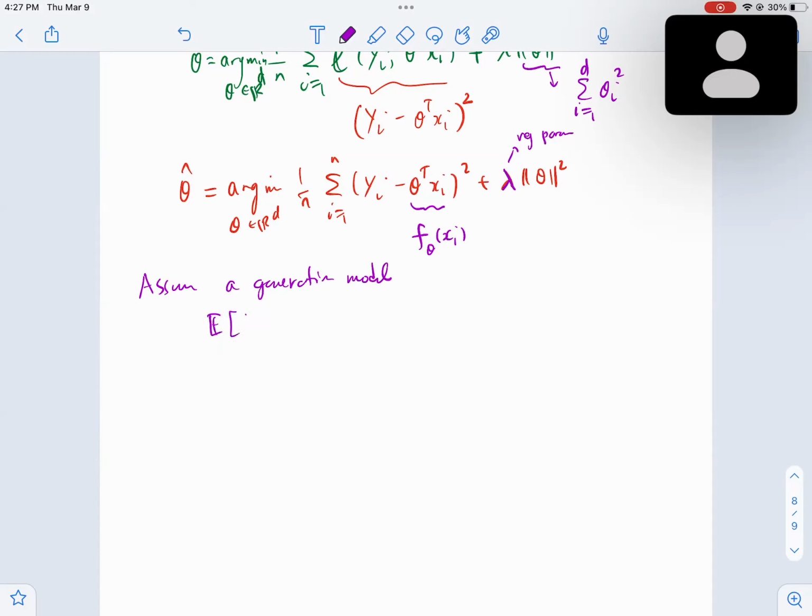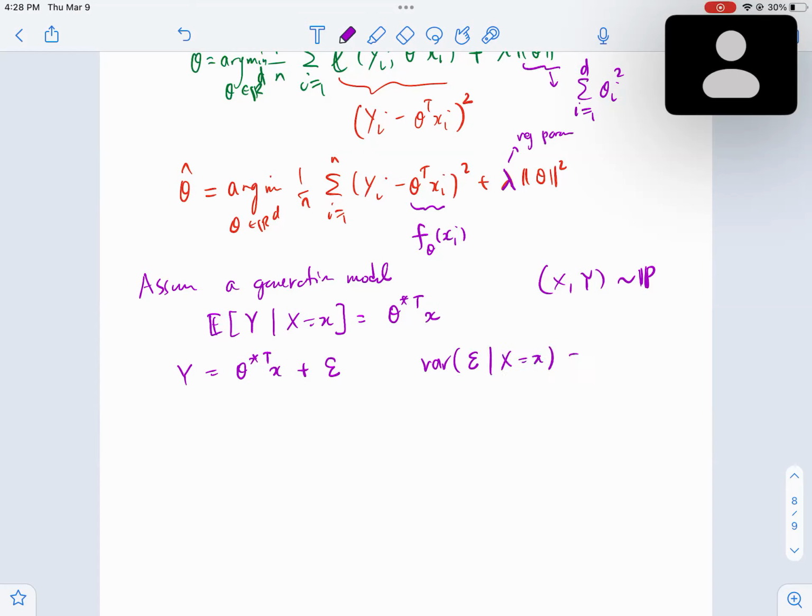So you're going to assume that the expectation of y, remember, this is really like theta star transpose x. So we need to assume something about the joint distribution of x and y, if you remember. And I'm going to assume that this is the case. Then I can write, for example, y as theta star transpose x plus the error, which is whatever is left, and call this epsilon. And then I'm going to assume that the variance of epsilon given x is, for simplicity, constant. Okay, so that would be my model.